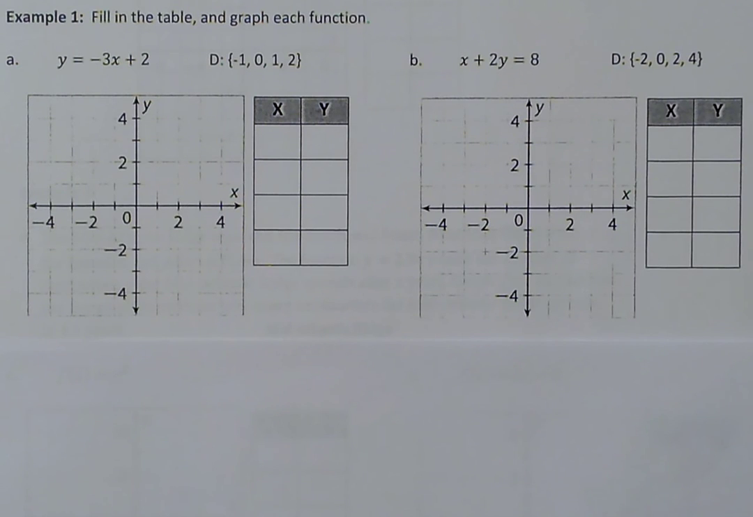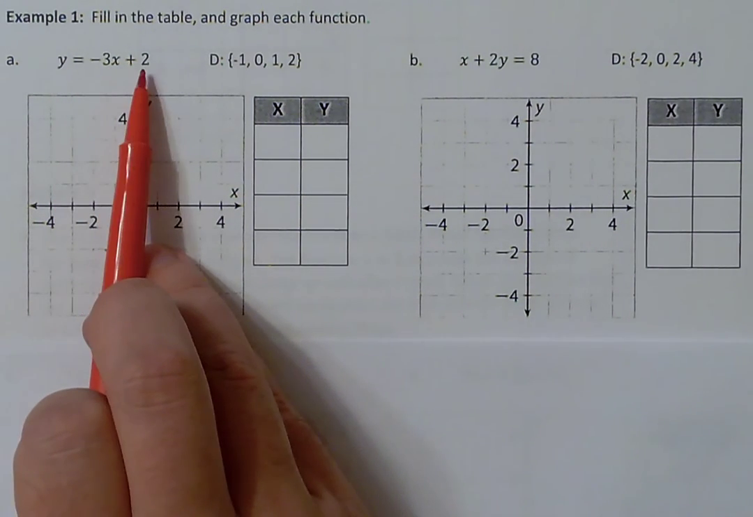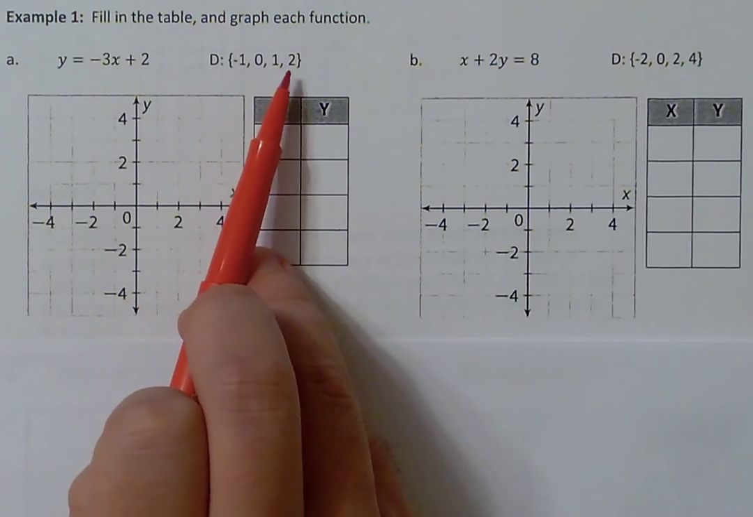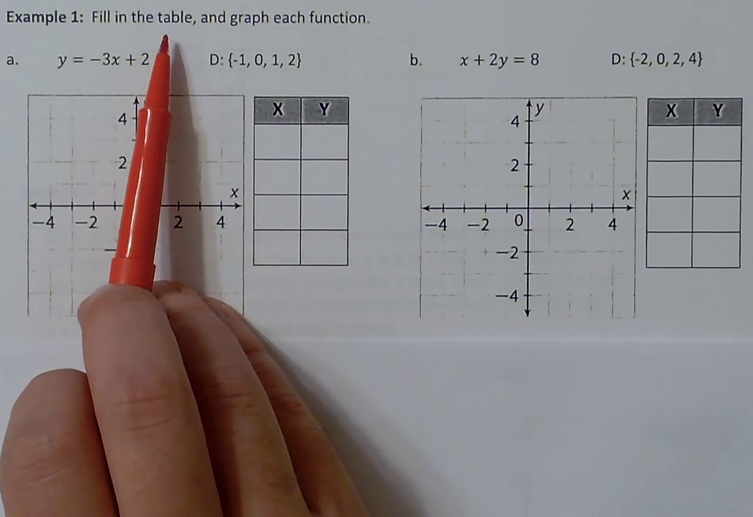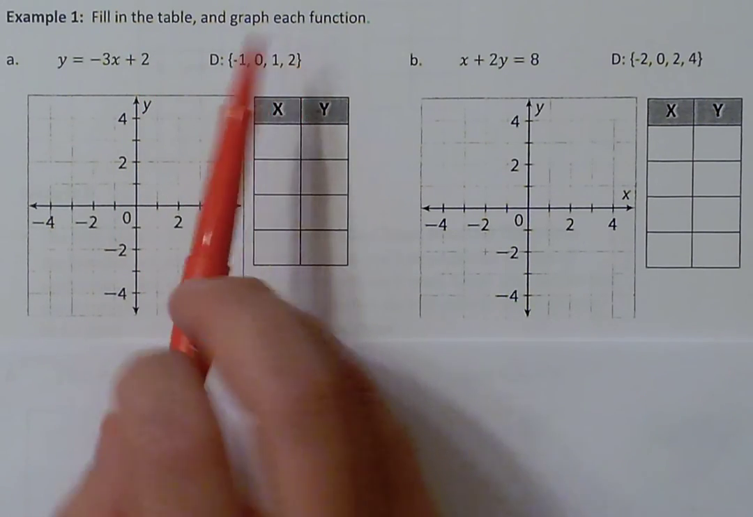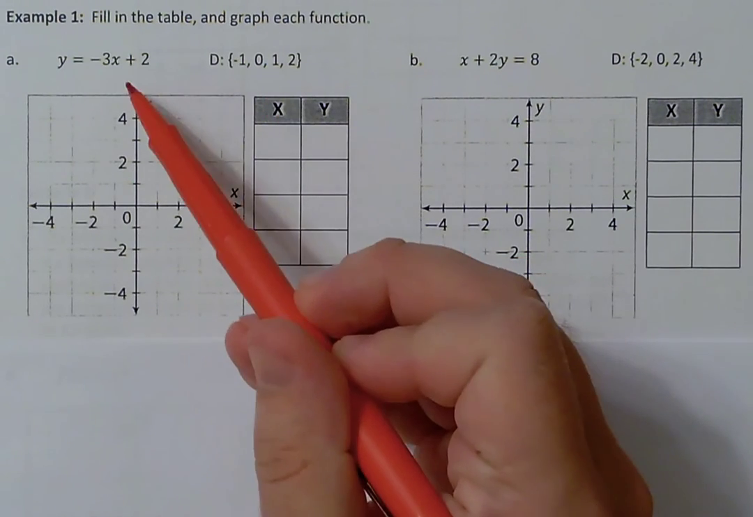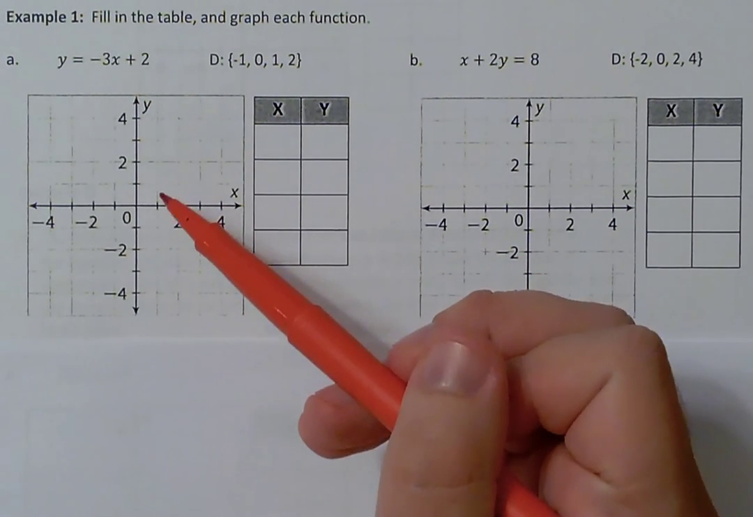So, for example 1a, we have y equals negative 3x plus 2, and they give me a domain of negative 1, 0, 1, and 2. So the question asks us to fill in the table and then graph each function. So I need to fill this table in using my domain and the function they give me, and then we will go through and graph it.